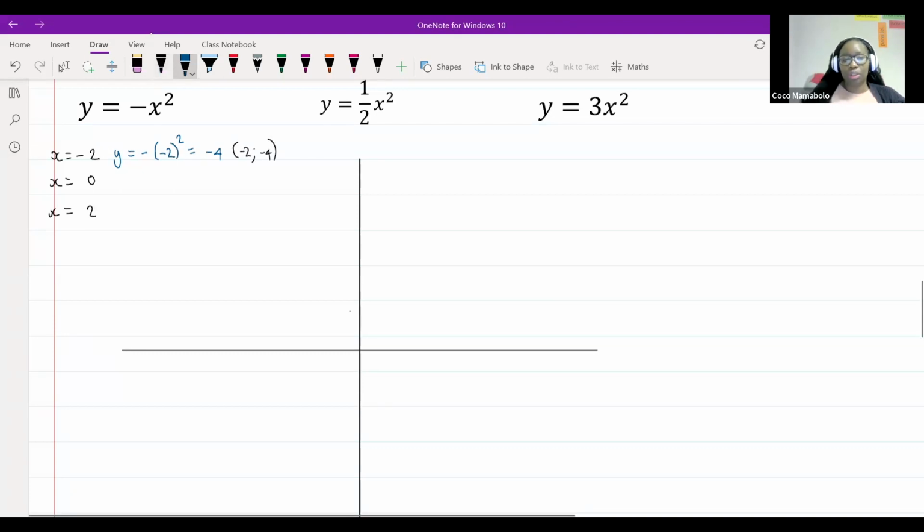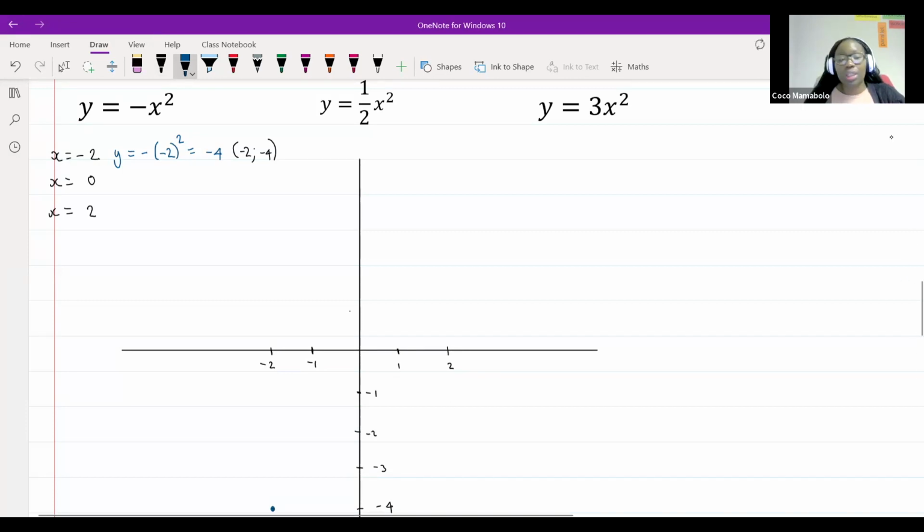All right, let me quickly draw the axes: 1, 2, and then -1, -2, -3, and -4. Yeah, there we go. So we know at the point -2 and -4, these 2 points will meet over there. That's where they meet, at the bottom there.